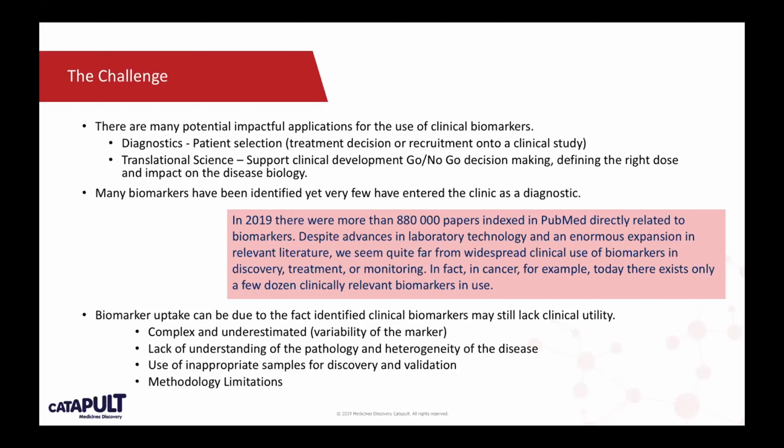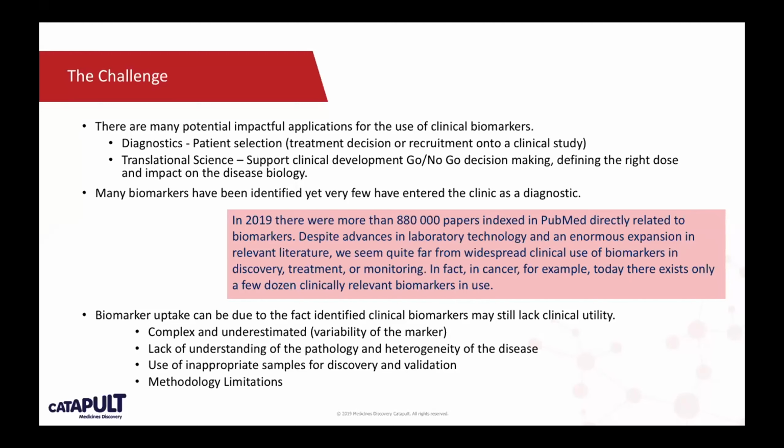So biomarker uptake actually has problems, having that lack of clinical utility. The marker itself is very complex in some cases and can be underestimated. So when you're actually looking to monitor a marker, how do you know at what point you should be taking samples to then check to see the levels of that marker? There's also the lack of understanding of the pathology and the heterogeneity of the disease. So if you're taking, for instance, a biopsy of a tumour, how do you know that your marker is equally distributed across the whole tumour, and that by taking that biopsy, you're actually being able to take the subset of cells that you're looking for?